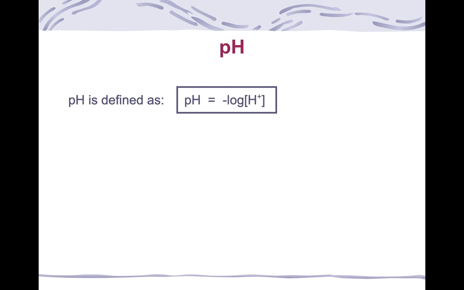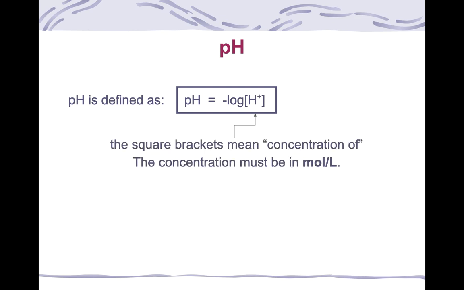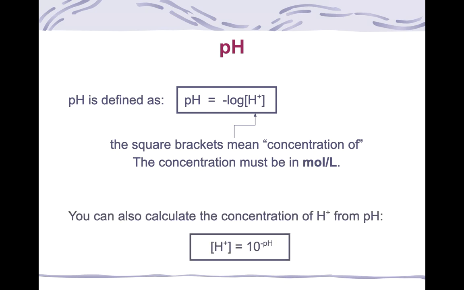So if you have the hydrogen ion concentration, and that's what those square brackets mean, concentration of hydrogen ions, you want that concentration to be in moles per liter, so you can substitute that into the equation and get the pH. And you can also go in the other direction. You can calculate the concentration of hydrogen ions if you have the pH, because it's 10 to the exponent of the negative pH.